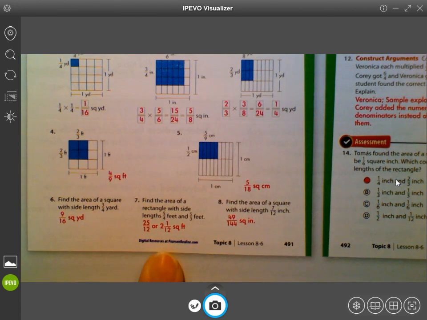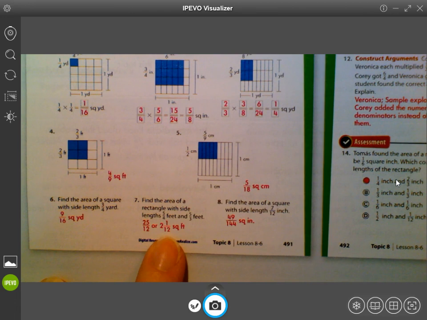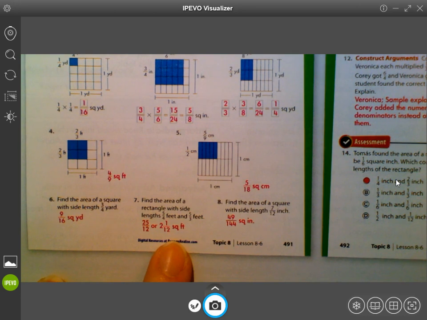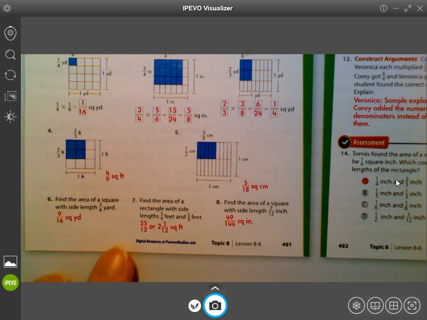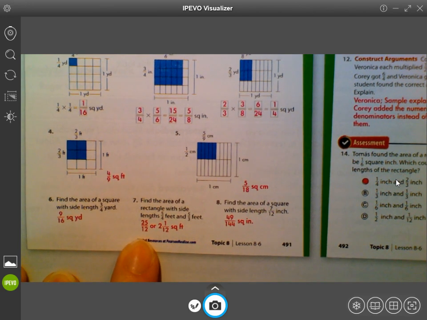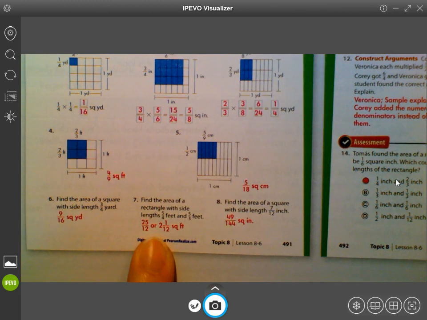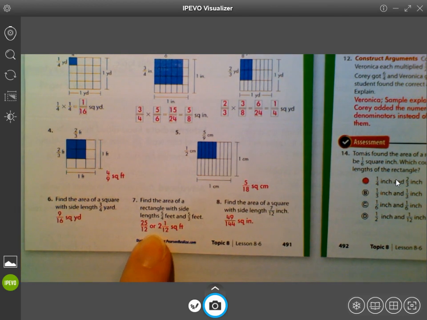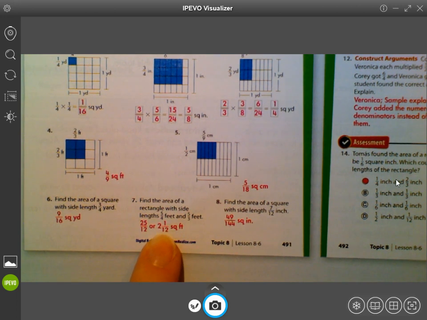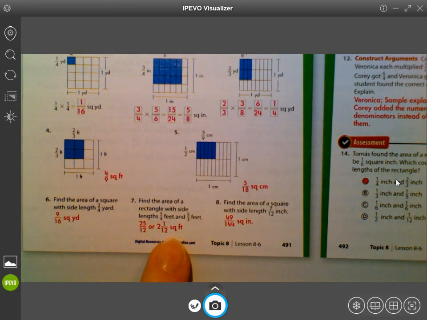Then we had number 7. For number 7, we were supposed to find the area of a rectangle with side lengths of 5/4 feet and 5/3 of a foot. When we take 5/4 times 5/3, we end up with 25/12. But then we can simplify that by converting it into a mixed number, because 12 goes into 25 twice, and 12 times 2 gets us 24. So we would need 1 more to get to 25. That 1 would be our numerator, and I'm going to keep 12 as the denominator. So 2 and 1/12 square feet is our answer for number 7.